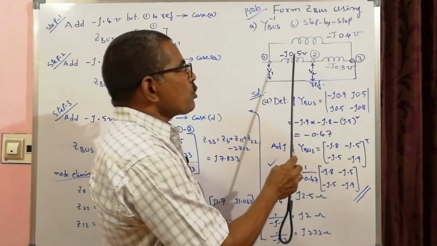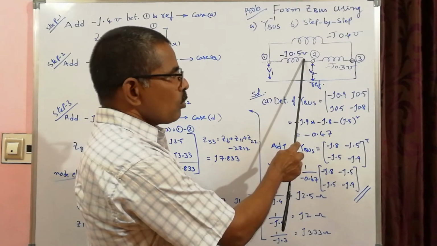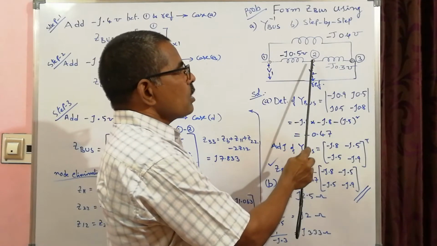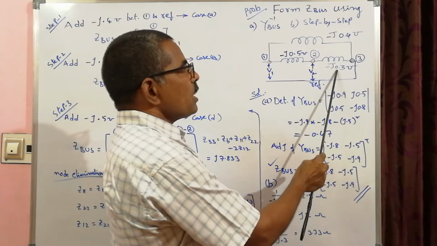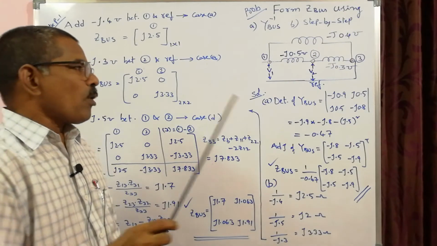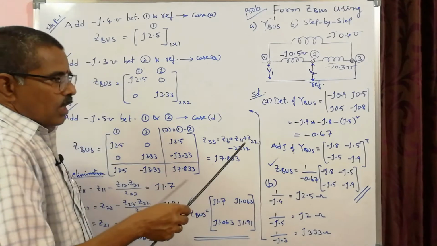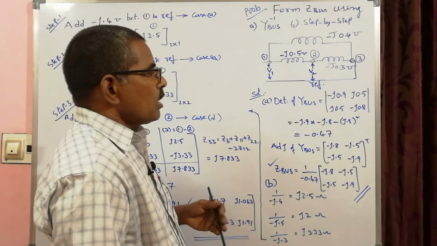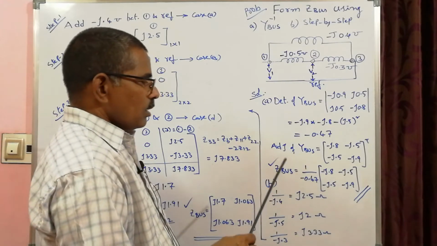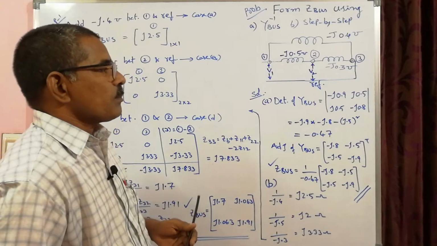The values given here are between 1 and 2, minus J 0.5 mhos, between 1 and 3 it is minus J 0.4 mhos, and between 2 and 3 minus J 0.3 mhos. So, admittances are given. So, forming Y bus, as usual you can form Y bus and you can take its inverse, okay. That is going to give us Z bus.